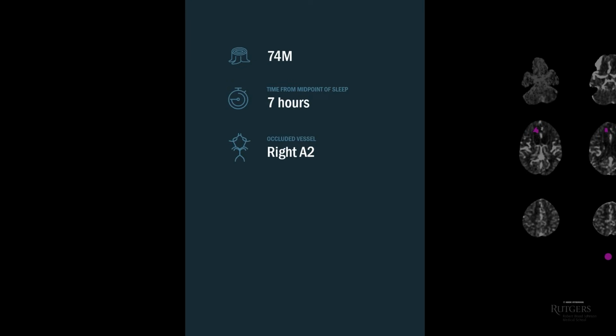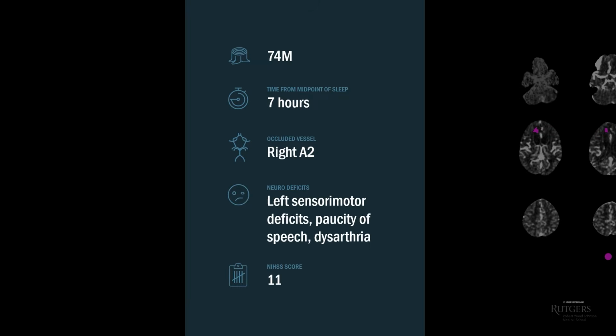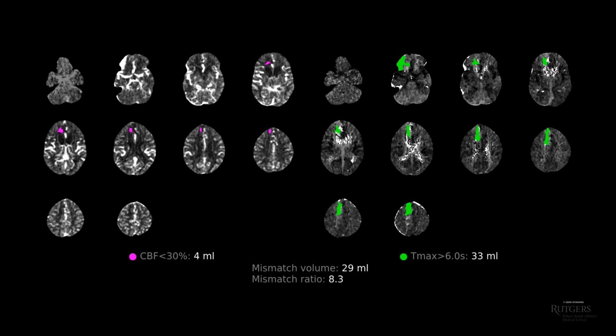Here's another case, a 74-year-old man with atrial fibrillation but off anticoagulation. He presented 7 hours from the midpoint of sleep, 11 hours from last known well. Right A2 was occluded. He has left sensory motor deficits, paucity of speech, and dysarthria. An NIH stroke scale score is 11. Would you offer any reperfusion therapy in this case?